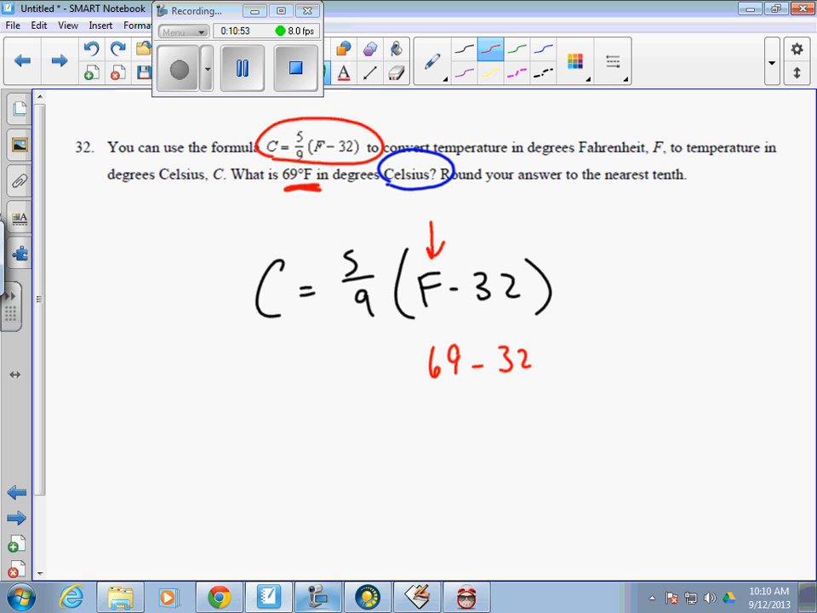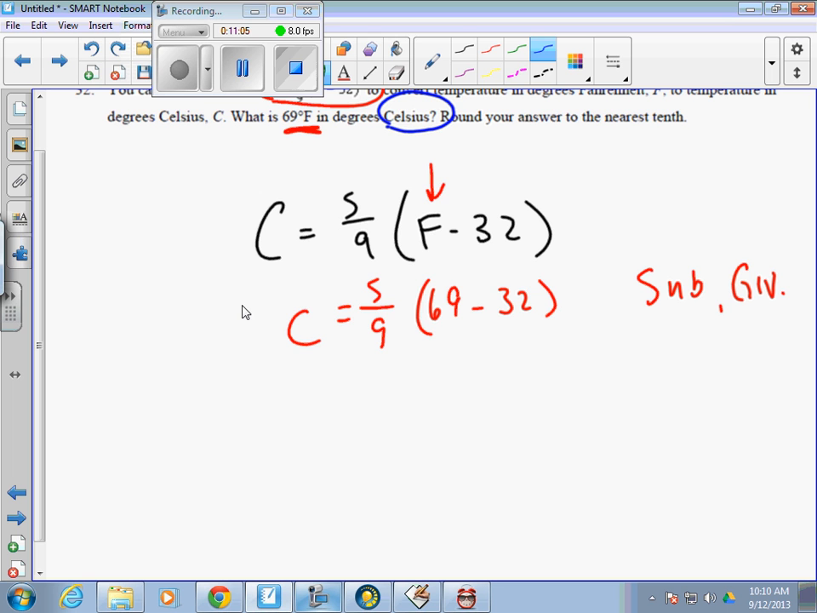So 69 minus 32 is in parentheses times 5 over 9. All that is substituting in given value 69. 69 minus 32 is 37. And that's just doing parentheses because of order of operations. Now multiply straight across. 37, every number that's an integer is considered over 1. You can multiply straight across.